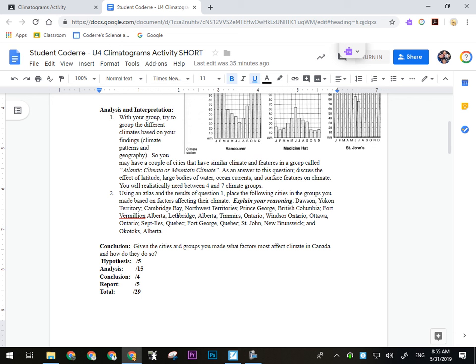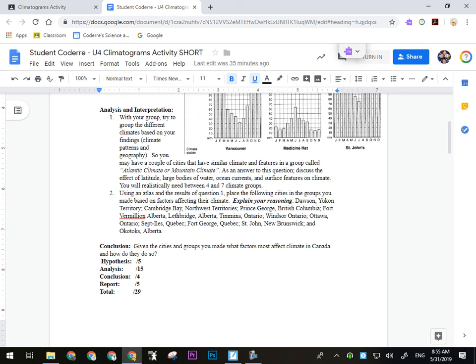Is it hot? Is it cold? Is it wet? Whatever. So that's what you're looking for in analysis question number 1. Here are the groups, and each group gets a list of factors affecting it and a description of the climate. You should have a minimum of 5 groups.